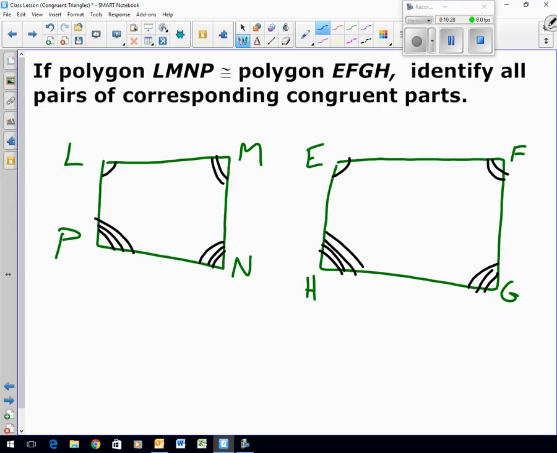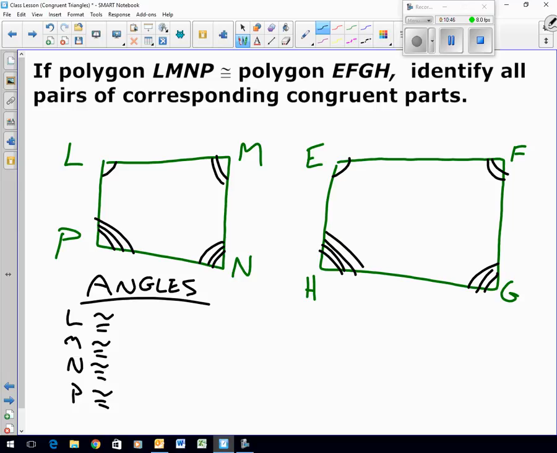So the angles are pretty easy, correct? Angles are pretty easy. My angles are just L, M, N, P, congruent to E, F, G, H. And you think that the sides are really complicated. And guess what? They're not.